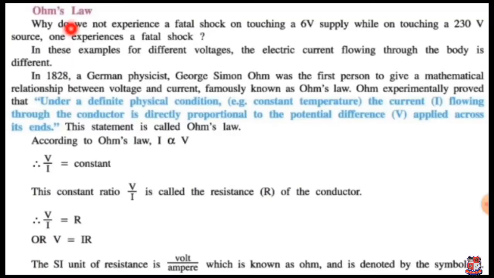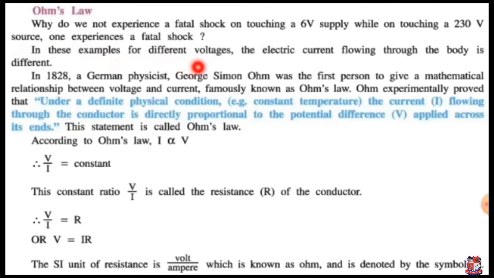First of all, we will start with an example: why do we not experience a fatal shock on touching a 6-volt supply, while on touching a 230-volt source one experiences a fatal shock? You can say it is due to the higher voltage, but by the end of this article you will have a clear idea why the voltage supply means a lot for this fatal shock experience.